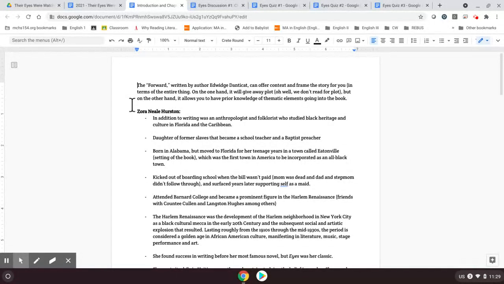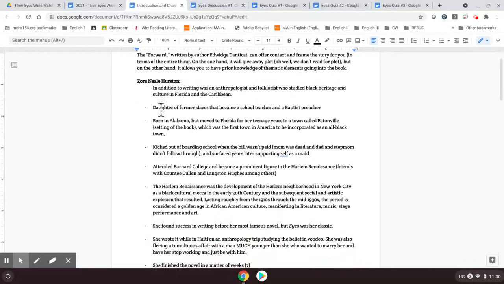But on the other hand, it allows you to have prior knowledge of the thematic elements going into the book. So I'm going to attach a link to this. Some of you, in the text and copy of the book that you have, have a foreword, meaning read about it ahead of time. It gives some details about the author's life and why she wrote this book, the point of her life that she personally was at. It also gives some information on Zora Neale Hurston herself.